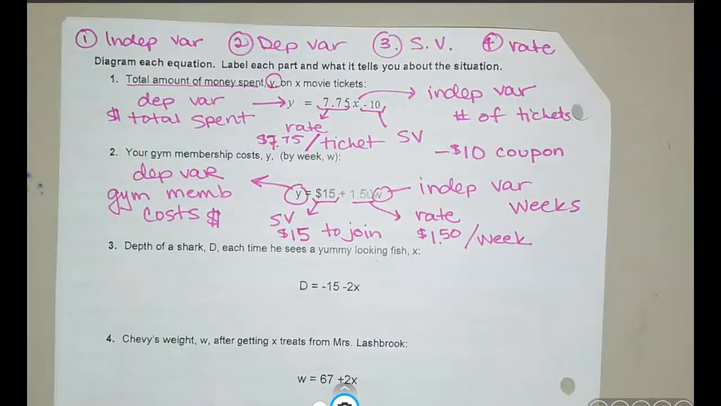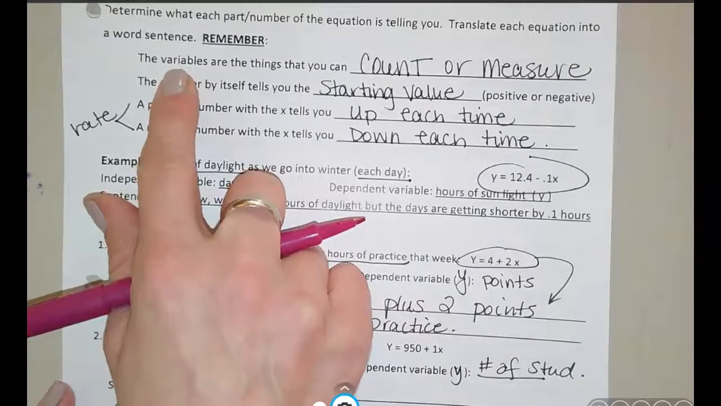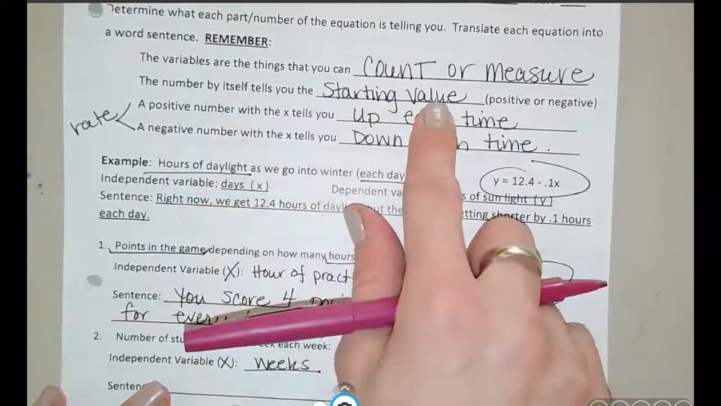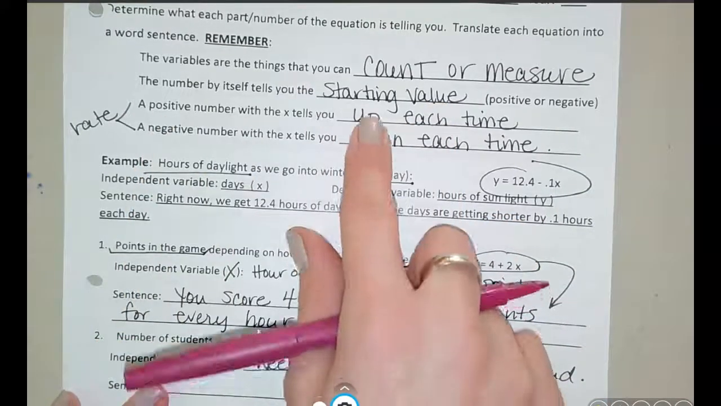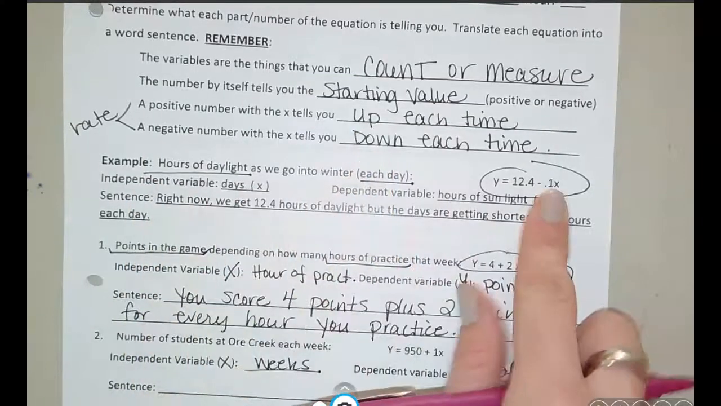All right, so there's a couple examples on page 4. Pause, finish page 4, check it, and then I'd want to get in one quick example on page 5. Okay, so this is page 5. Make sure that you go back and fill in. Remember, the variables are the things you can count or measure. The number by itself tells you the starting value. And then the number with the X tells you whether you're going up or down each time. Okay? So look through this example.